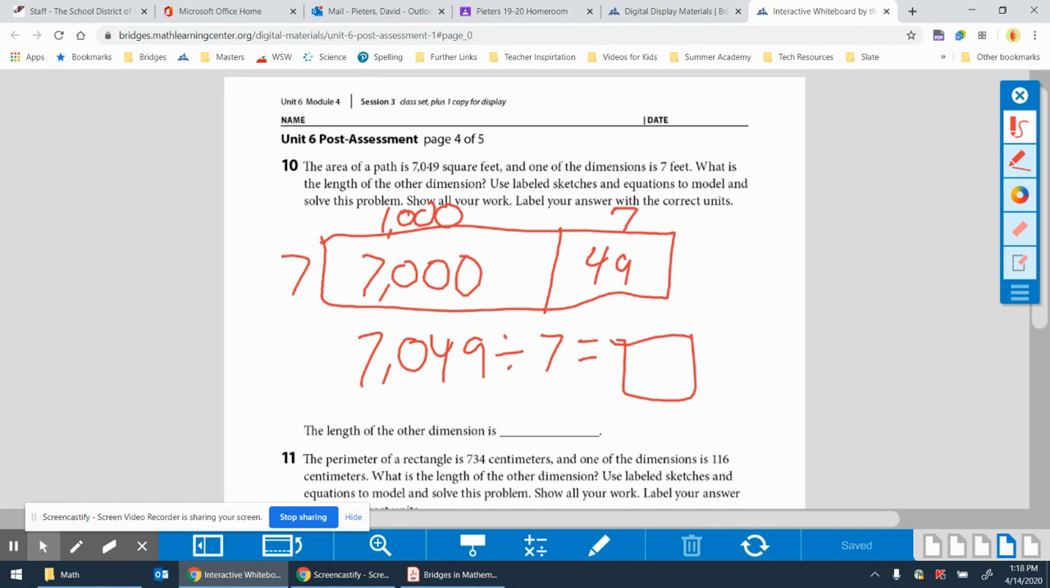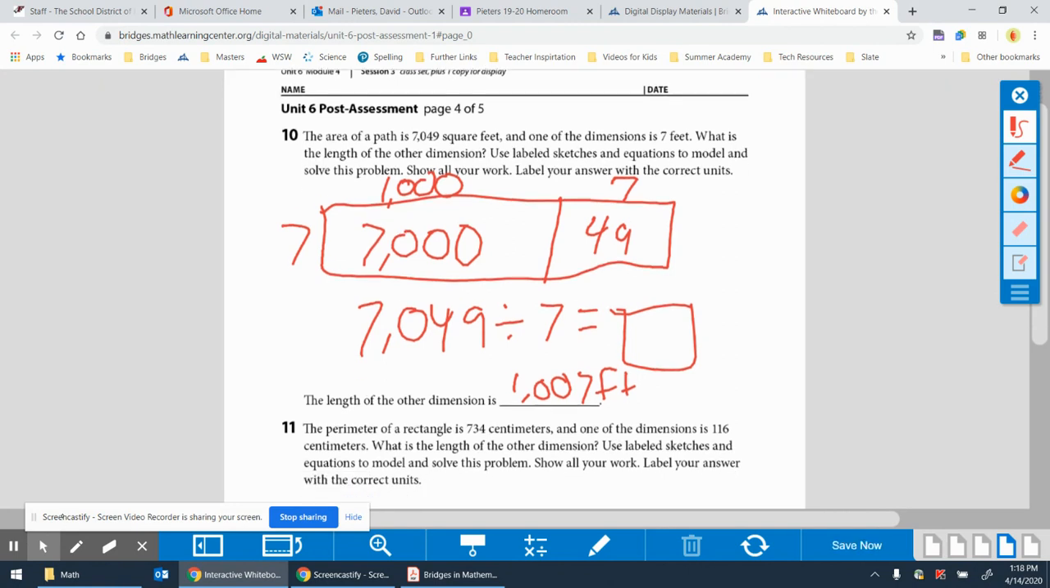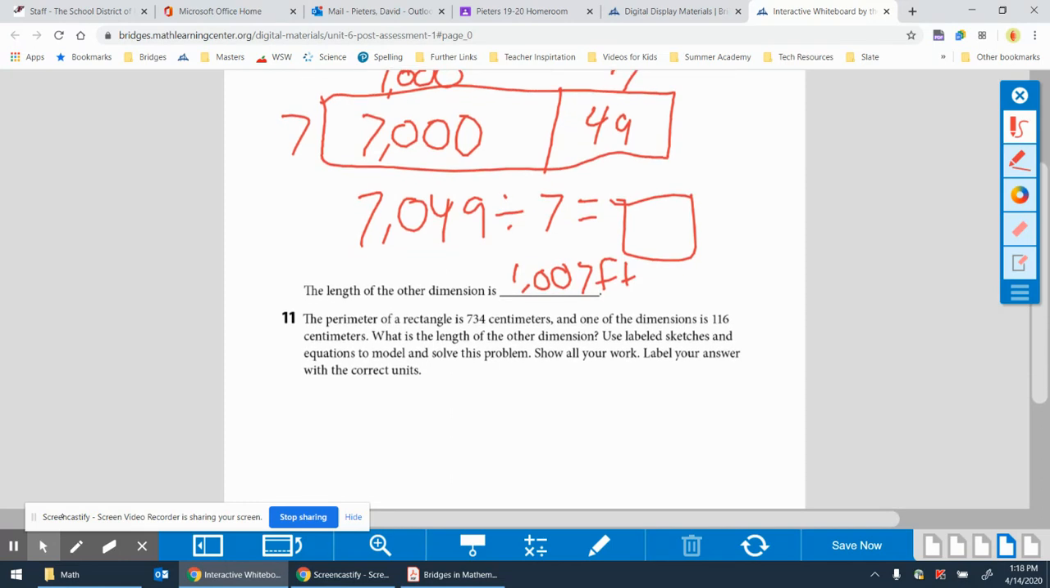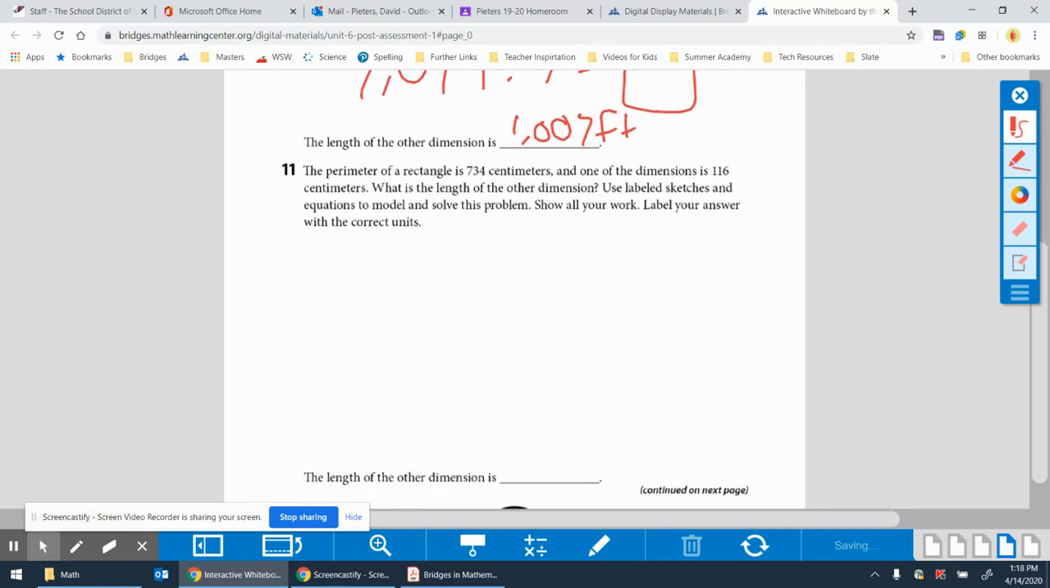Once again, that's feet, so we want to make sure we label it. So 1,007 feet long. Okay, you could use smaller numbers to build it up, but when you think about 7 times something to get up to 7,000, it's going to have to be a big number right away. So doing it by tens and things like that, or even hundreds, would be a little bit slow.